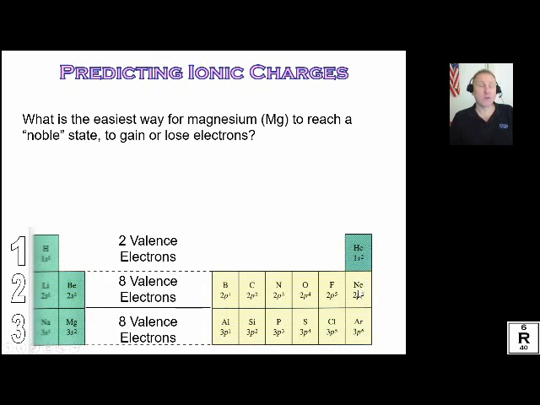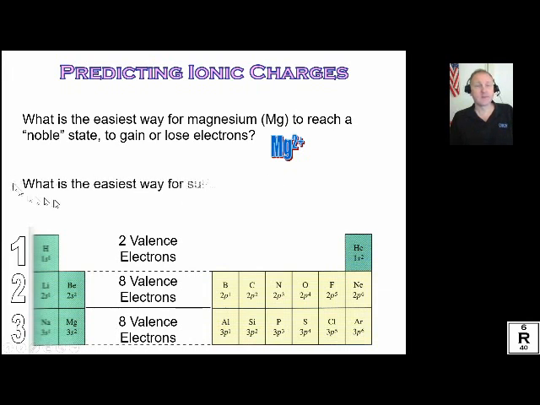So the easiest way for magnesium to get a noble gas configuration will be to lose 2 electrons. And so if you lose 2 electrons, magnesium's charge becomes positive 2. Now think about it. If you lose 2 electrons, it becomes positively charged. Why? Because now you've got 2 more protons than you had electrons. You're losing negative, which gives it a positive charge. A lot of students get confused on that.